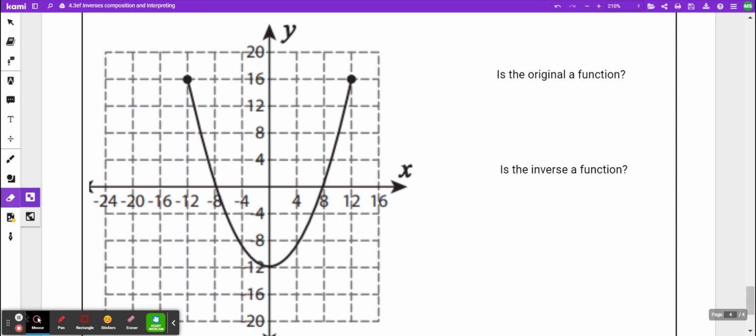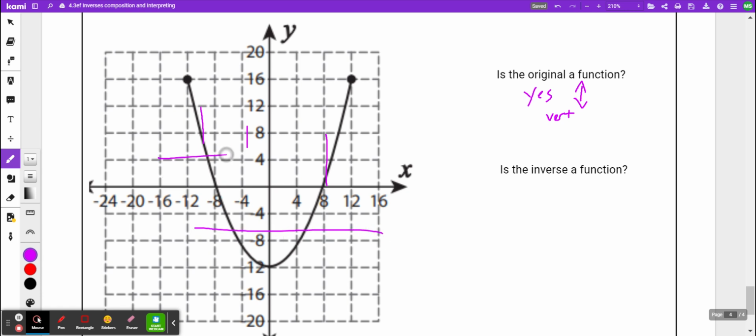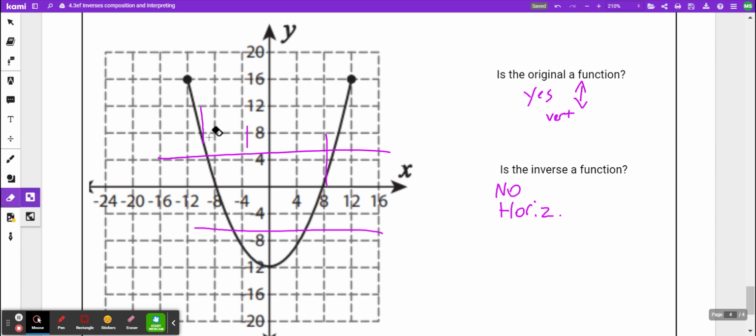So, is this a function? Yes, it is, because it passes the vertical line test. The what line test? Now, will the inverse be a function? No, because it doesn't pass the horizontal test of the original. So no.